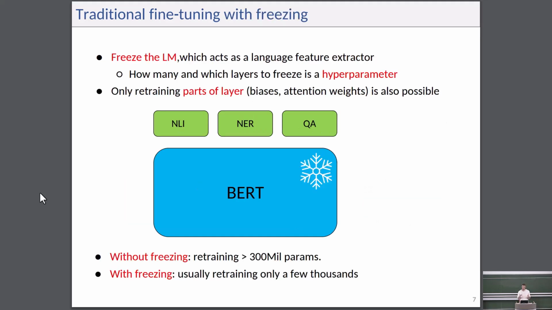So the obvious next step is, okay, can we freeze the weights from BERT and just retrain the layers that are put on top of it for the downstream task? And the answer is yes. And of course, here there are a lot of other parameters that enter the game. For instance, okay, which layers am I going to fine-tune? Also, maybe which parts of the layers, maybe only biases or attention weights.